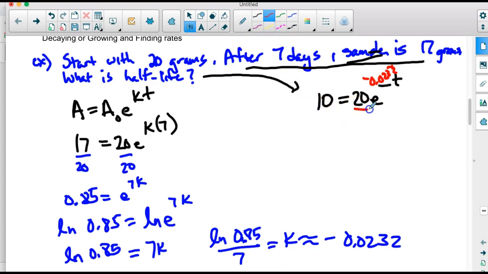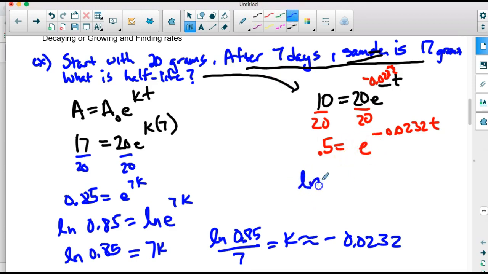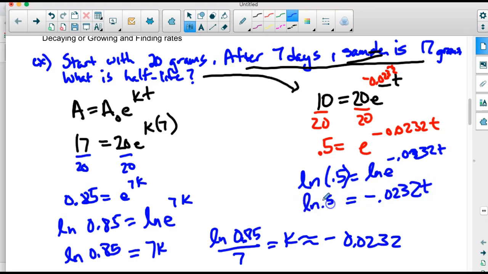First step, again, we want to divide by this 20, just like we did in every other one. We divide by the number in front of e. So we're going to get 0.5, because that's a half-life, equals e to the negative 0.0232 t. We're going to do the natural logarithm on both sides again, so we can get rid of this e. So natural logarithm of 0.5 equals natural logarithm of e to the negative 0.0232 t. These are going to go away, and you're going to get negative 0.0232 t equals ln of 0.5. And if we divide that, we should get our half-life in days. So we're going to divide these numbers, 0.0232, and we'll get the time increment here.